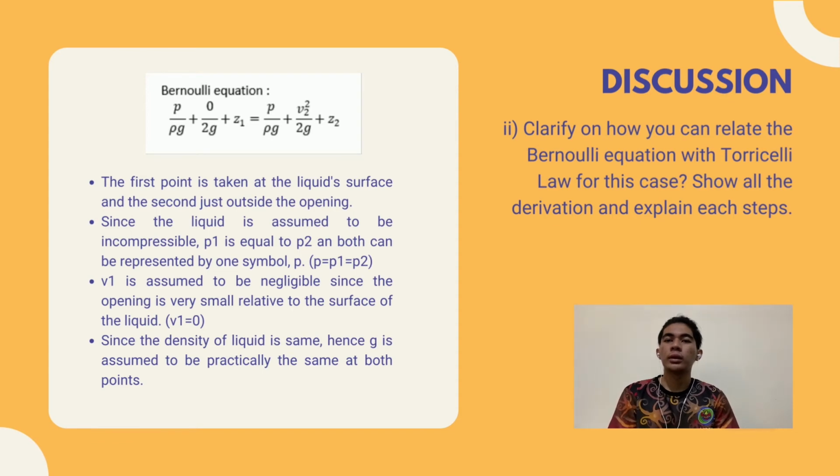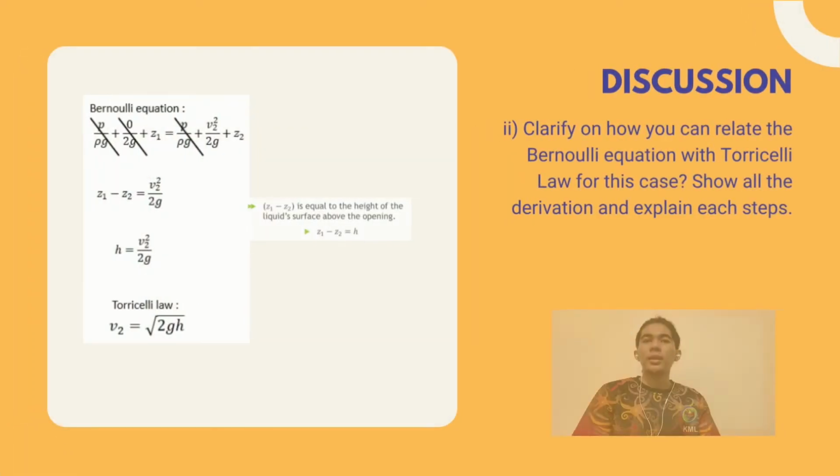And then lastly, the density. The density of the liquid is the same. Hence, the gravitational acceleration g is assumed to be practically the same at both points.